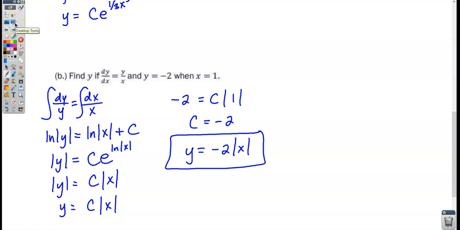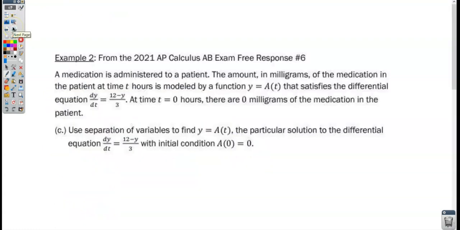Now for a couple of not old, but a couple of AP free response questions that involve separation of variables. Let's look at example 2. This comes from the 2021 AP Calc AB exam, free response question number 6.